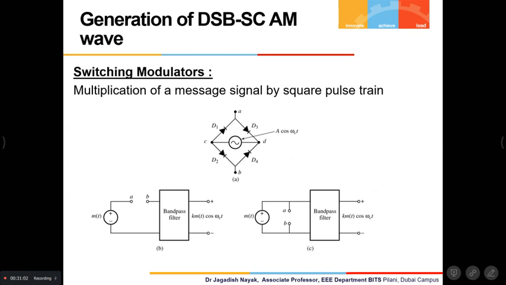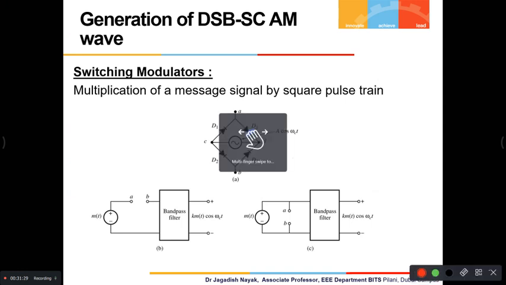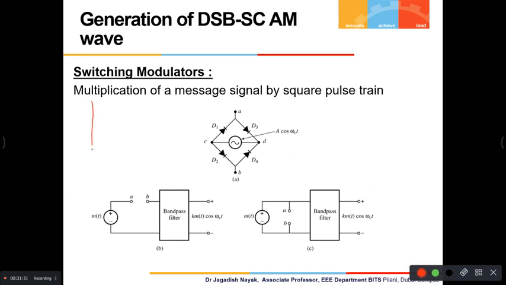Did you come across this type of circuit? You are in third year now. What is this actually? Bridge, Wheatstone bridge, right? Okay. So now, can you tell me, suppose cos omega ct is A cos omega ct, can you draw the A cos omega ct? Suppose this is your A cos omega ct.